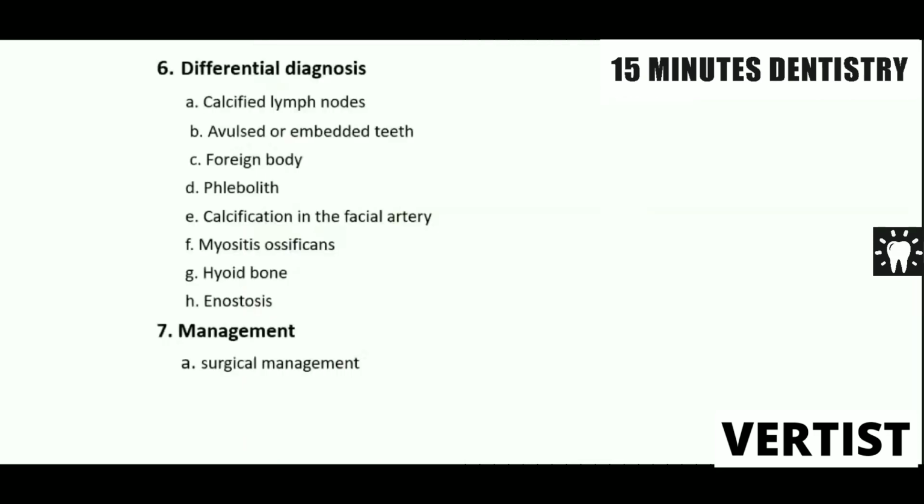Now, the differential diagnosis, if asked, of sialolithiasis would be a calcified lymph node or avulsed or embedded teeth, which we can see in the radiograph, a radiopaque foreign body, a phlebolith with a calcification in the vein or a facial artery, myositis ossificans can be mistaken for a sialolith, then hyoid bone, enostosis, which you know is an intrabony counterpart of exostosis. And management is usually surgical removal from the duct or from the gland.